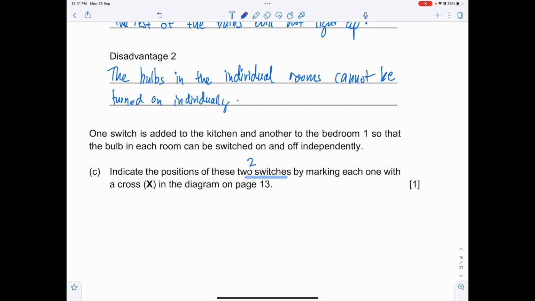Let's just say you managed to finish early and you're like, Mr. Chong say check answer, check what answer? Check all these. Make sure you have the number of bulbs drawn correctly. Okay? Don't lose marks on all these little things. Okay? By marking each with a cross on the diagram.